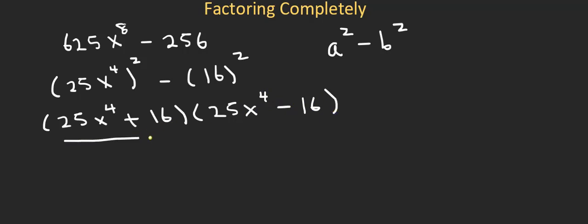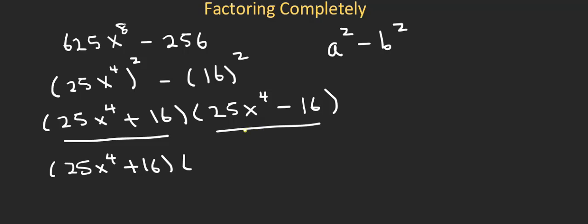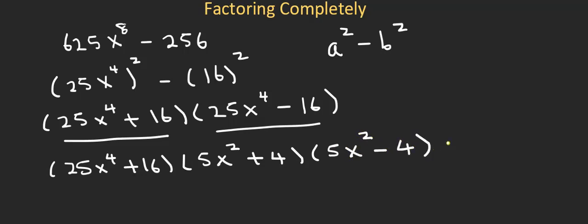Now this is a sum of squares, so you cannot factor it. However, this is still a difference of squares, so we could go further. So when you factor this out, you will get 5x squared plus 4, then 5x squared minus 4. And that's it. We cannot factor this anymore.